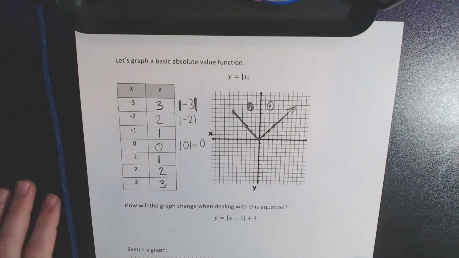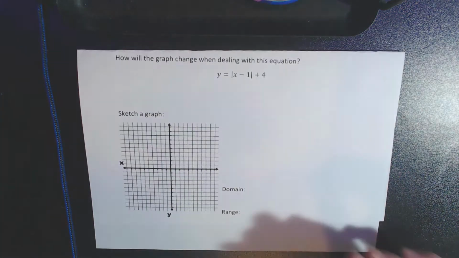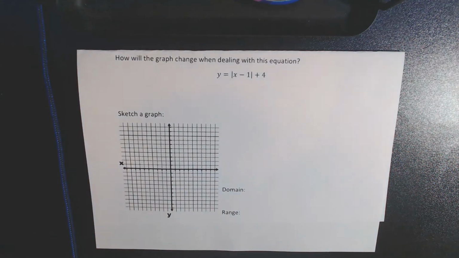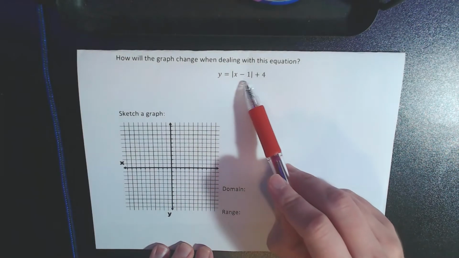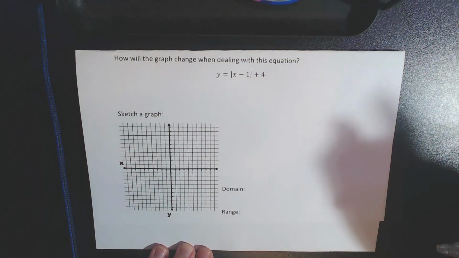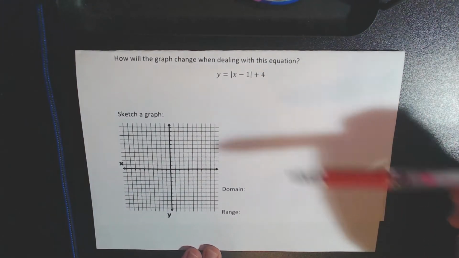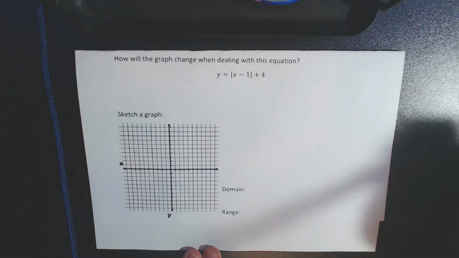So that's your basic absolute value graph. Let's do a transformed one. I'm going to do another example here, and this will be more similar to what you're doing on the homework. Now we want to sketch a graph of the absolute value of x minus 1 plus 4. It turns out you don't actually have to do a table on this one to figure out what the graph is.